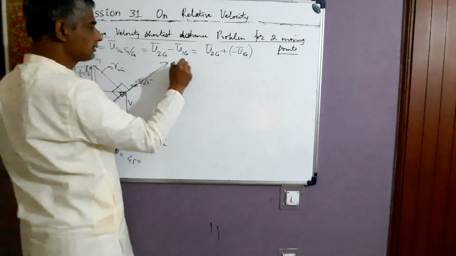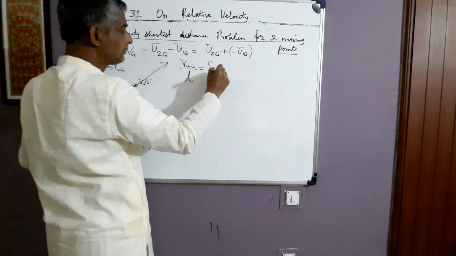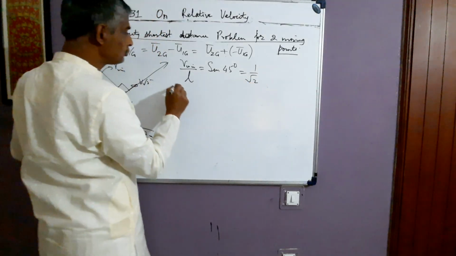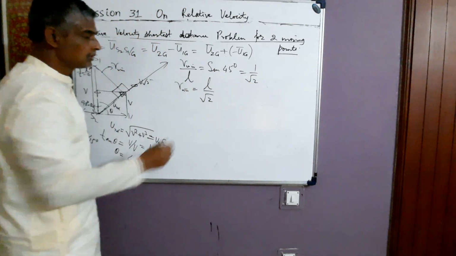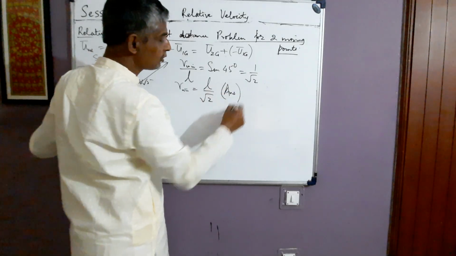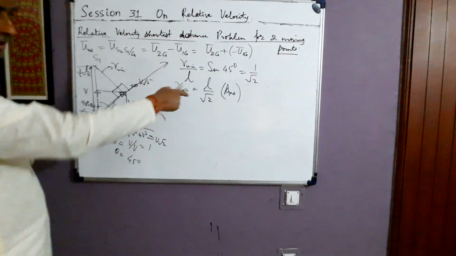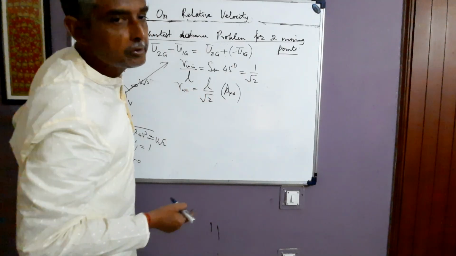So what do we say here? R minimum by L equals sine of 45 degrees, that is 1 by root 2. So R minimum becomes L by root 2. This is the same answer as we obtained using the conventional calculus method, and this we have solved using the relative velocity concept. So the shortest distance between the two ships in the course of their motion is L by root 2. Fine.